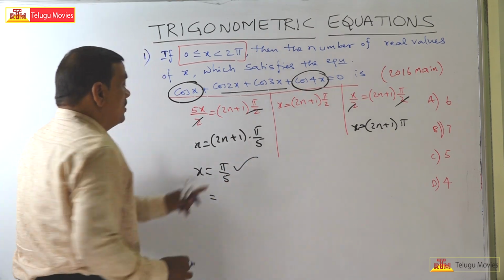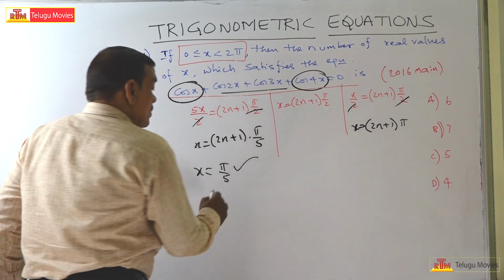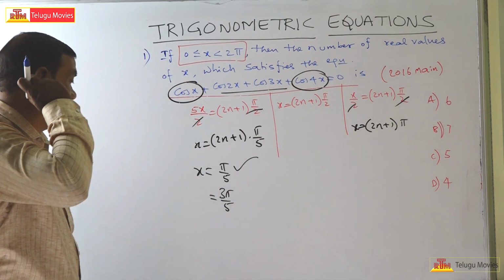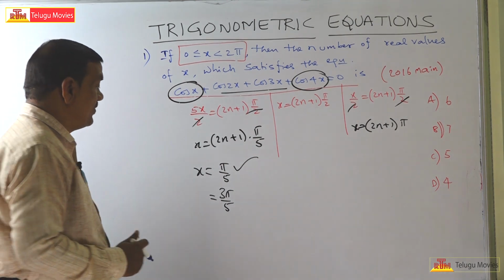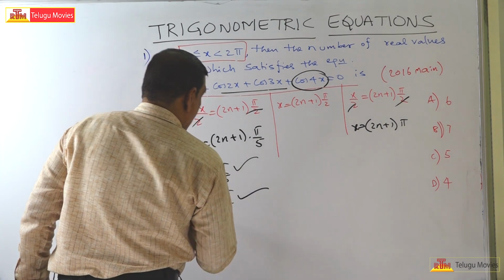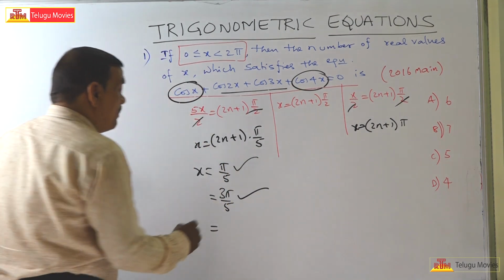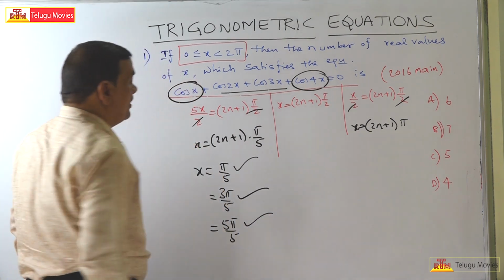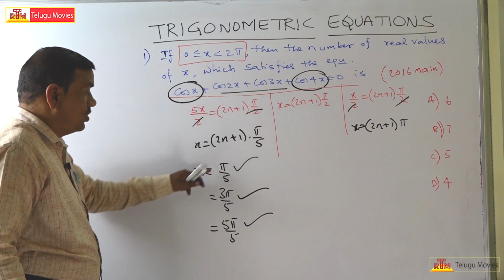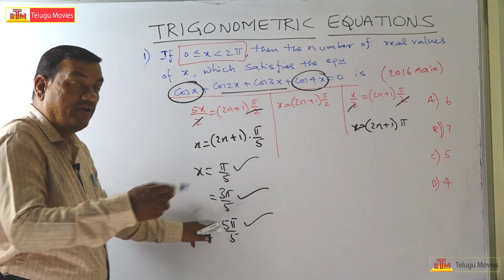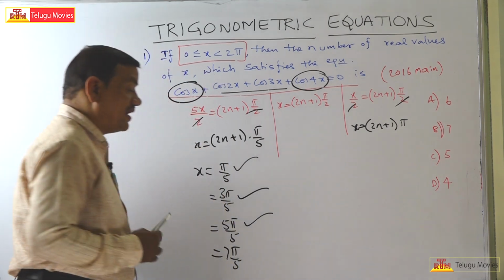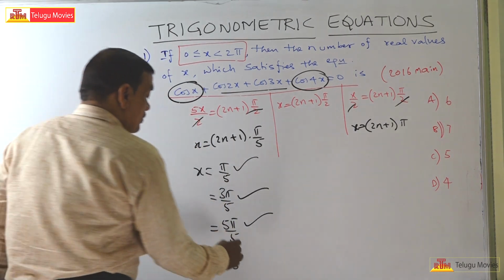Okay. Next 3 pi by 5. Is it okay? Yes, okay. Next one, 5 pi by 5, that is 5 cancels. 1, 3, 5. Next 7. 7 pi by 5 is okay? Yes, it is okay.